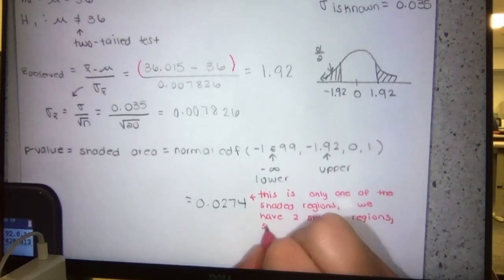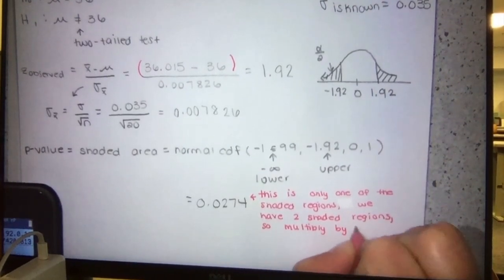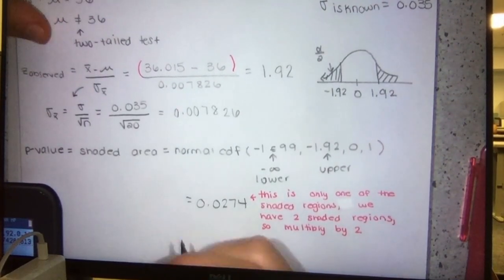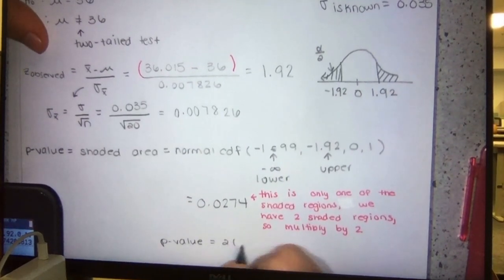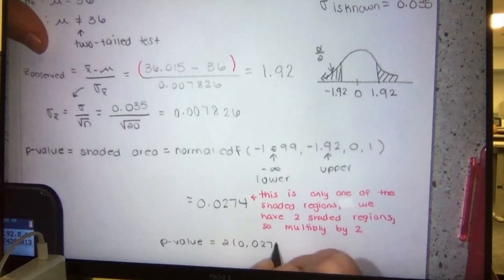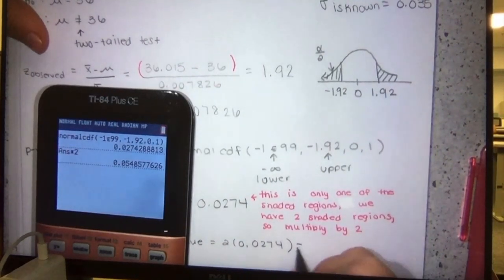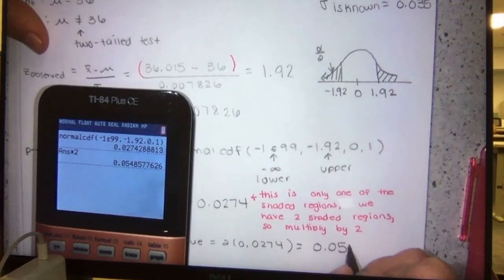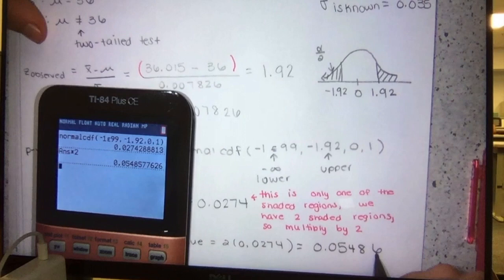So multiply by 2. So our p-value is 2 times 0.274. So times 2 will give us 0.0548. The 57 is going to round up to 6.